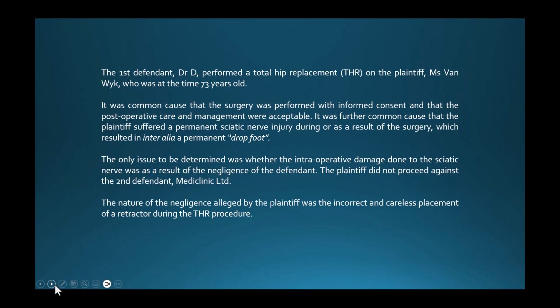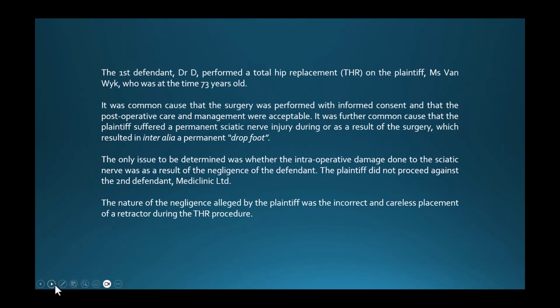Incidentally, the plaintiff did not proceed against the second defendant, Mediclinic Limited. It obviously had instituted action originally against Mediclinic, but then did not proceed at trial stage. Some sort of settlement may have been reached, or it may be that the case against Mediclinic was withdrawn. The judgment doesn't tell us, but it's not relevant because they proceeded against the first defendant, and that's what we're interested in.